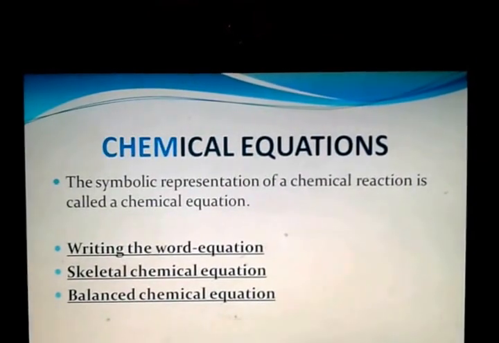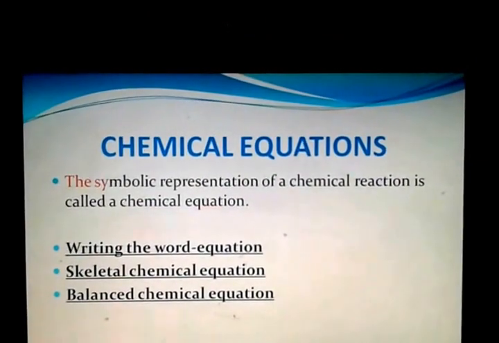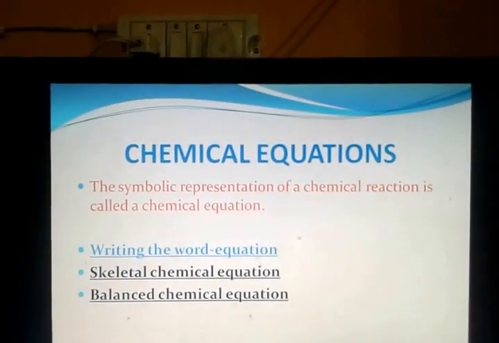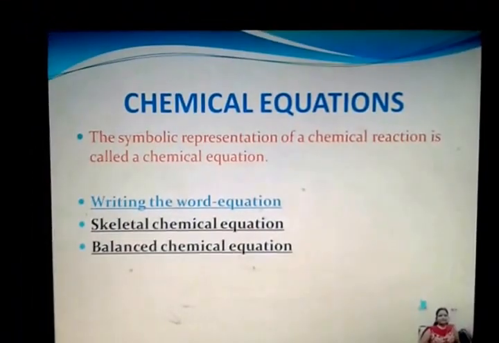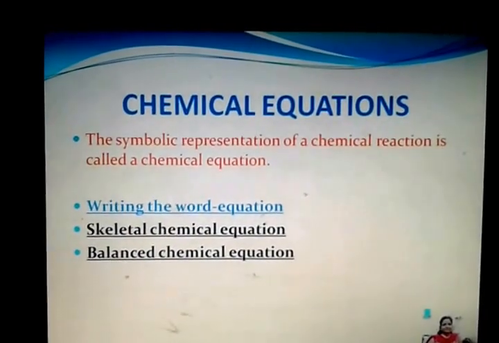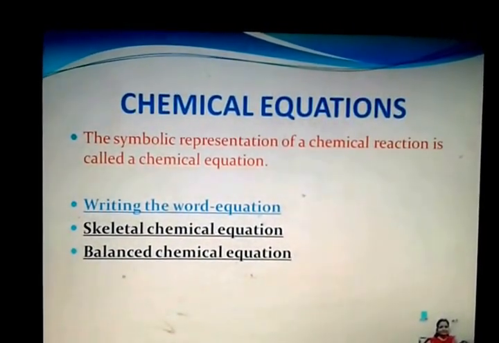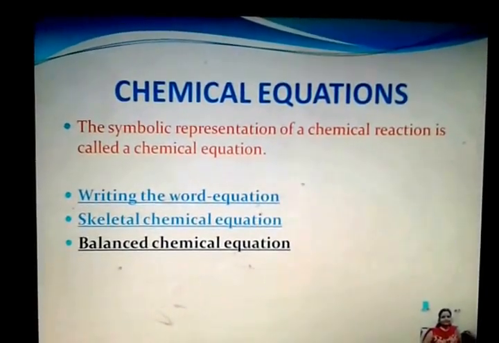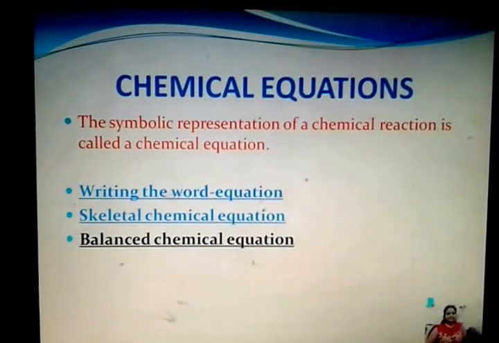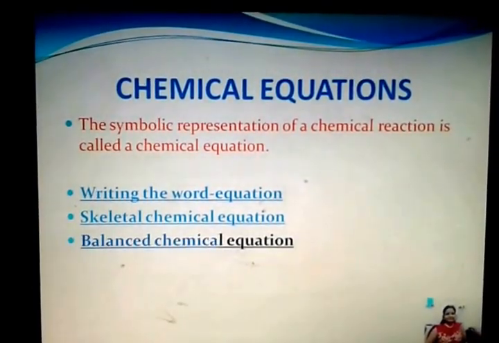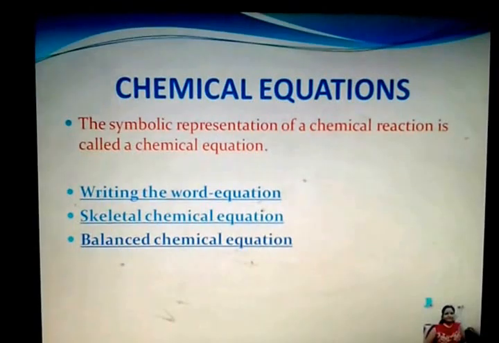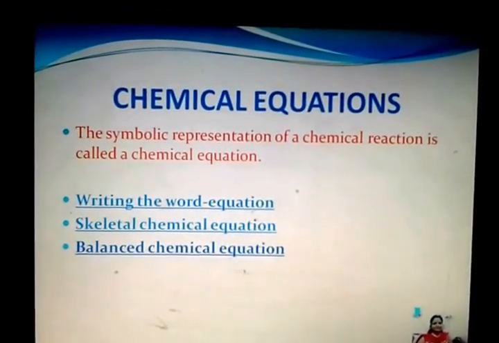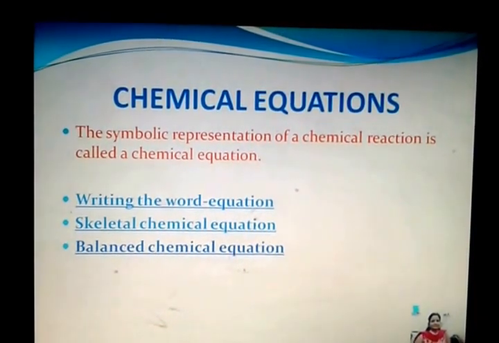The symbolic representation of a chemical reaction is called a chemical equation. Writing the word equation. In a word equation, we write the equation using some general, common words for the reaction. In a skeletal chemical equation, we use symbols for those words. In a balanced chemical equation, we write the chemical equation so that the atoms on the left hand side and right hand side are the same in number.